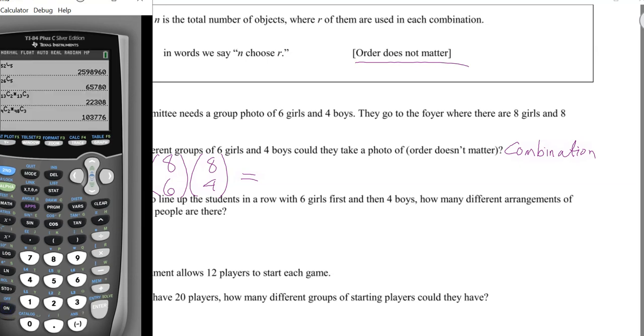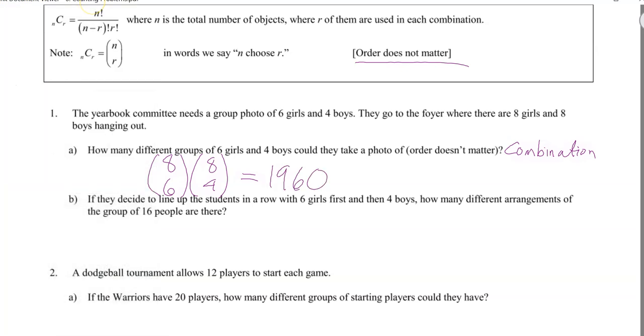Fire this up, see if it's working. Clear. 8, math, over to probability, 3, 8 choose 6 times 8, math, over to nCr, 3, 8 choose 4. Okay, so make sure you scroll up there. And we have 1,960. That could just be a group hanging around as a group.